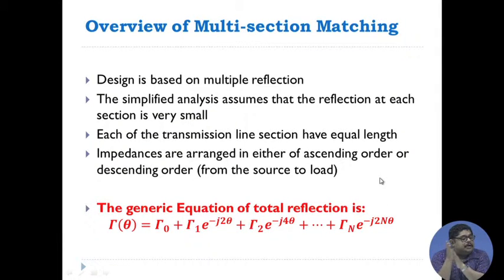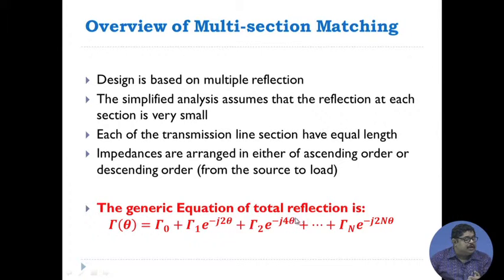So, multi-section matching design is based on this multiple reflection phenomenon of waves. Reflection at each section is very small, as I said, if you can make the load and source not much different in impedance, then the reflection is very small. Also, each transmission line section has equal length, and impedances are arranged in either ascending or descending order. Meaning, if the source is at higher impedance than the load, then suppose there are multiple sections of this quarter wave, or any equal length, transformer; you decrease the characteristic impedance progressively from the source side. On the other hand, if the source has lower impedance and the load has higher impedance, then you gradually go on increasing the characteristic impedance of the sections.